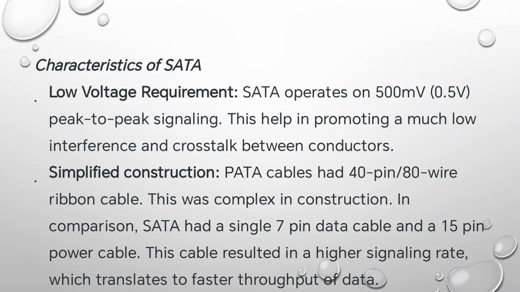Characteristics of SATA: low voltage requirements as well as simplified construction. Low voltage requirements: SATA operates on 500 mV peak-to-peak signaling. This helps in promoting much lower interference and crosstalk between conductors. Simplified construction: PATA used a 40-pin, 80-wire ribbon cable, which was complex in construction. In comparison, SATA has a single 7-pin data cable and a 15-pin power cable. This cable results in a higher signaling rate, which translates to faster throughput of data.